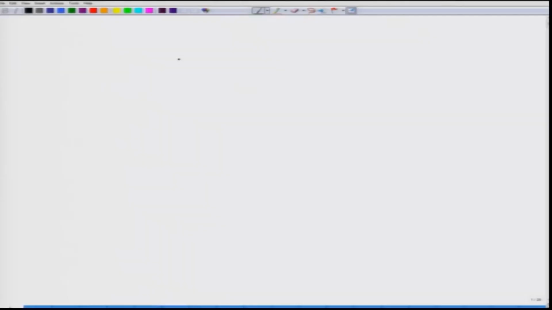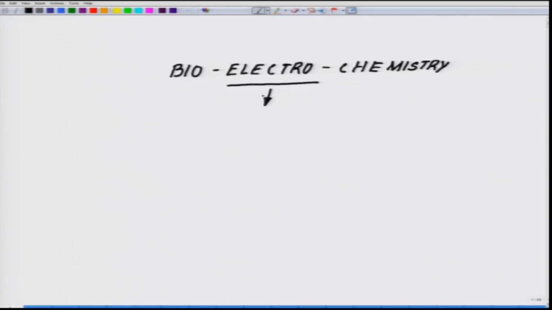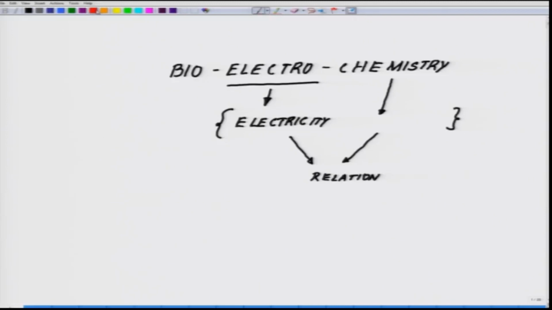So, let us make a beginning. The course title, as it says, is Bioelectrochemistry. I talk about two things. When we talk about electro, we are talking about electricity, and of course, chemistry. The relation between electricity and chemistry is what makes it electrochemistry. But you have another word, which is bio.